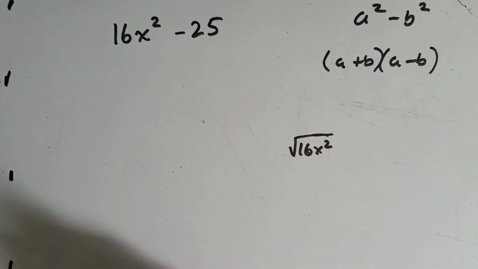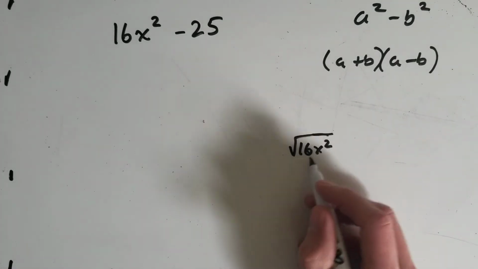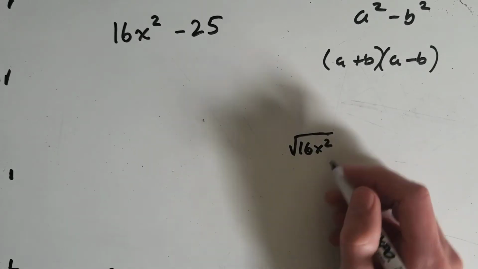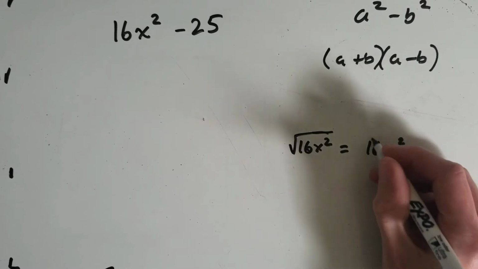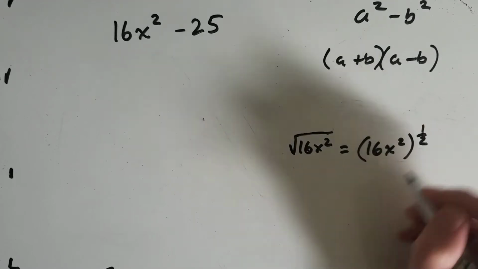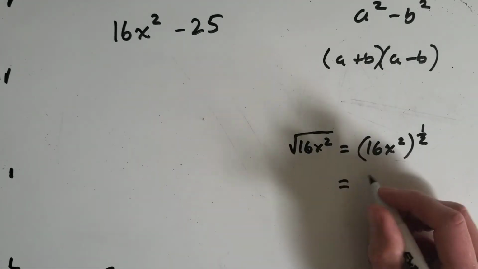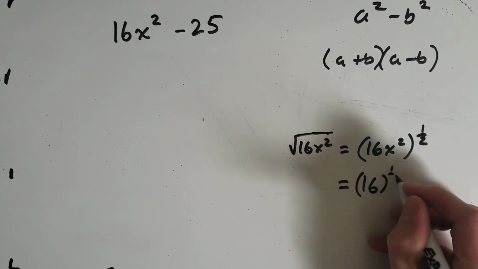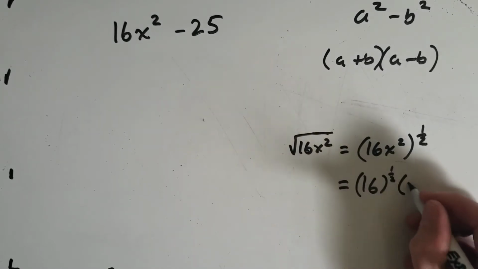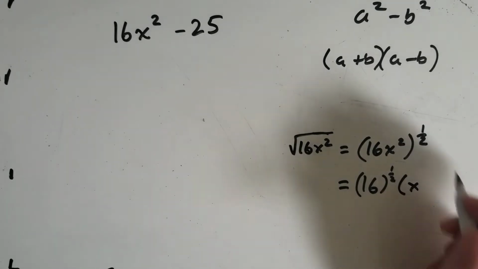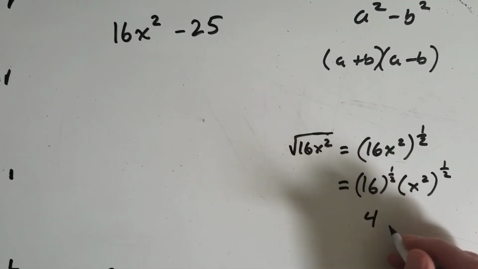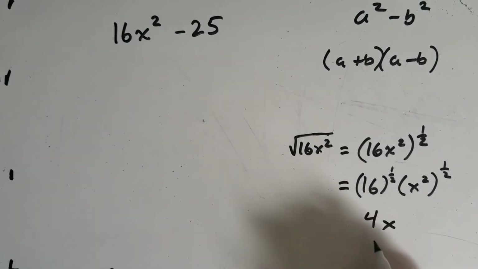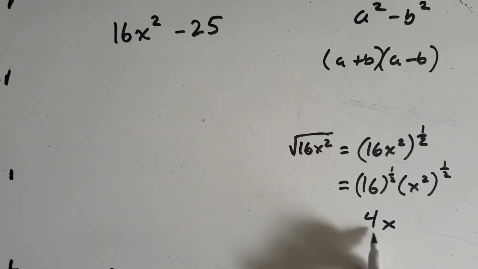We haven't talked a lot about radicals and how to simplify a square root like this, but if we wanted to, we could do it with exponents, which we have talked about. This whole thing would be raised to the 1/2 power, which would be 16 to the 1/2 power times x squared to the 1/2 power, and then we would end up with 4x for this. So this is a perfect square. Your square root of 16x squared is 4x.